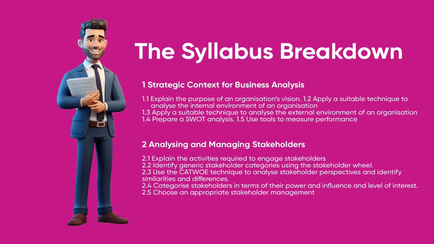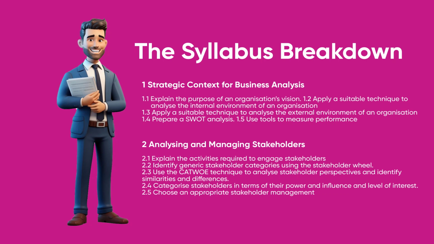2. Analyzing and managing stakeholders. Next up, we'll focus on stakeholders. What does it mean to engage stakeholders? Basically, you want to keep everyone who has an interest in your project in the loop. This could be customers, employees, or even suppliers. We'll use tools like the stakeholder wheel to help identify different categories of stakeholders. For example, if you're working on a new app for a retail chain, your stakeholders might range from the marketing team to the customers who'll use the app.